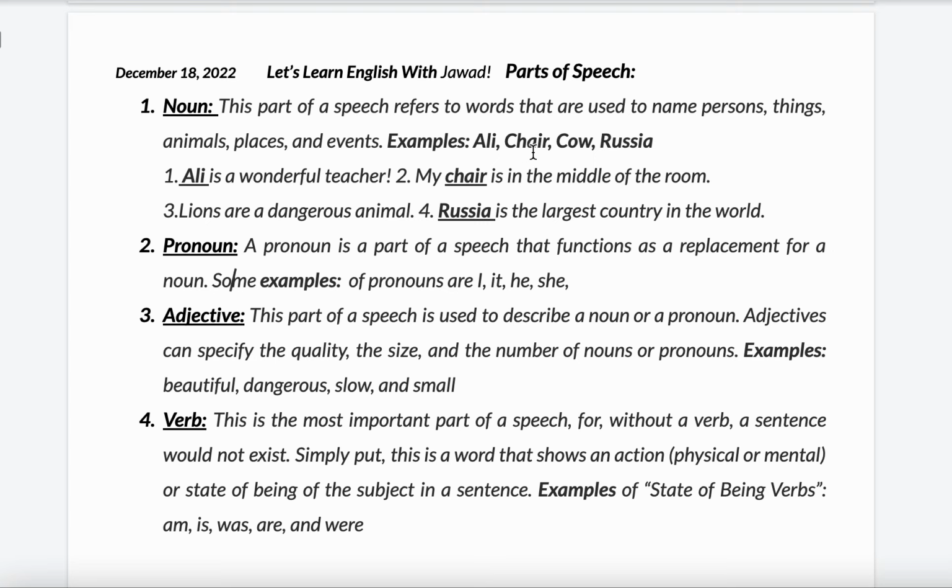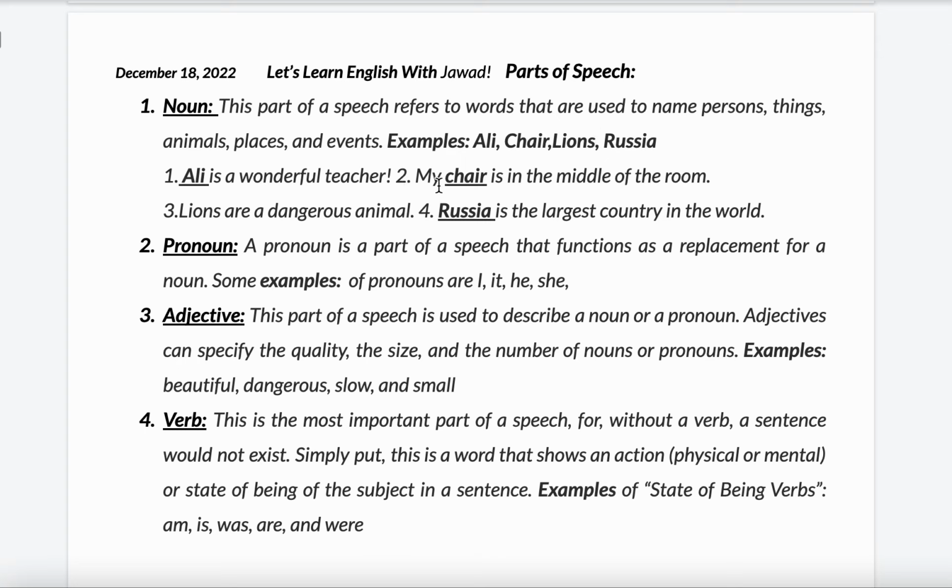For example, Ali, chair, cow, Russia. Actually, this is not cow, this is lions. So let's say Ali, I have underlined Ali. Ali is the name of a person, a boy. I have used it in a statement: Ali is a wonderful teacher. So here we talk about a person, a man or a boy whose name is Ali.